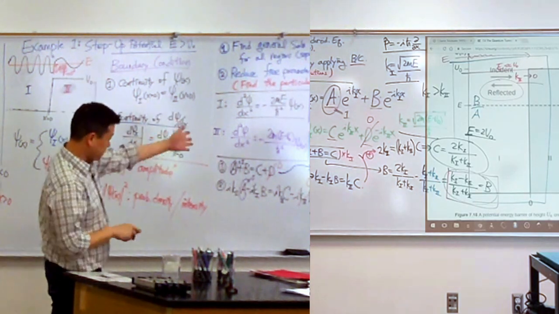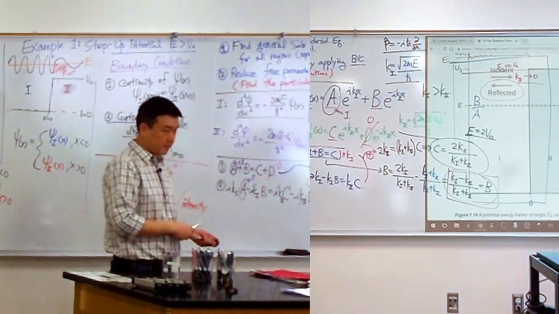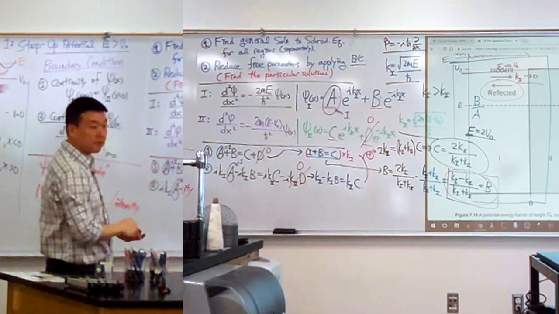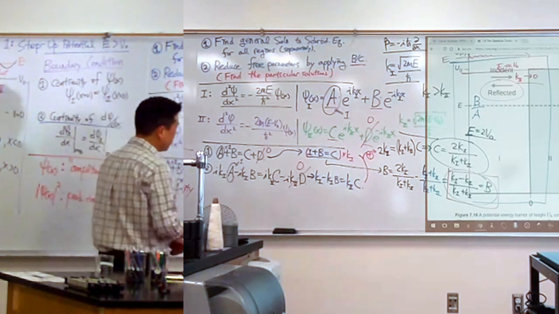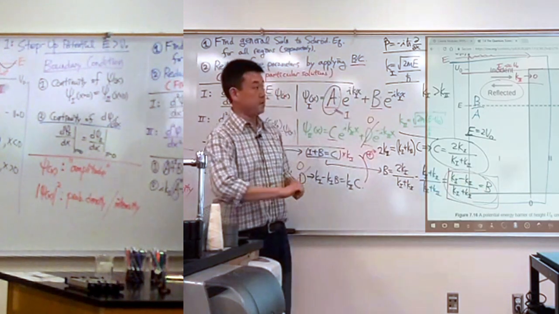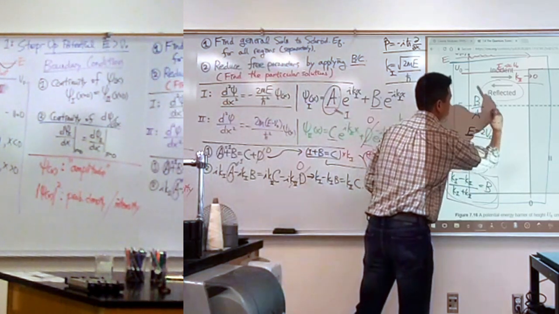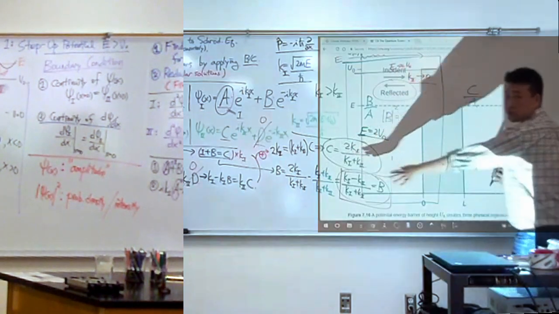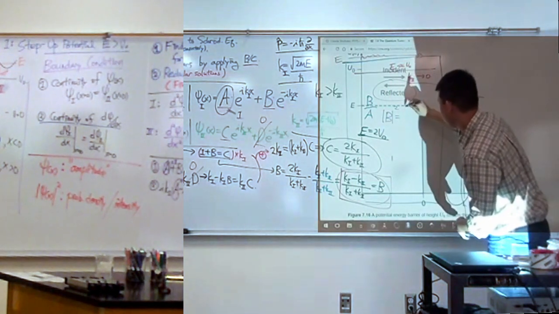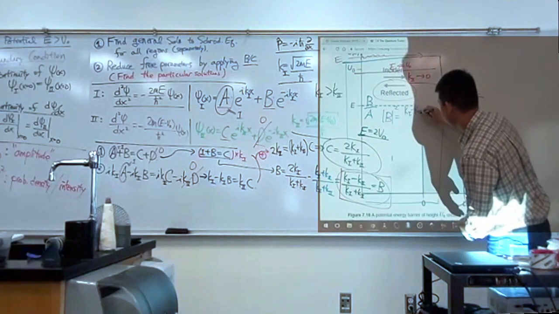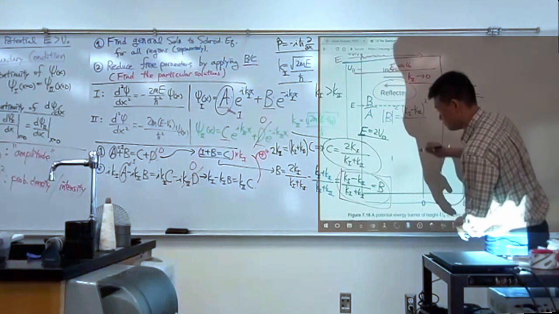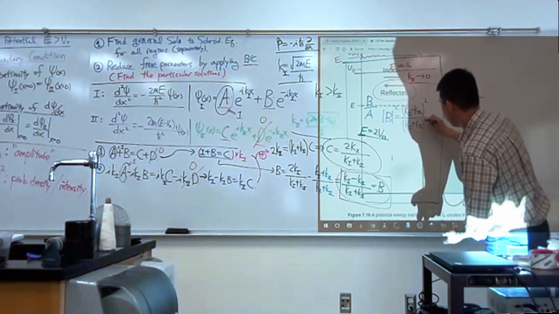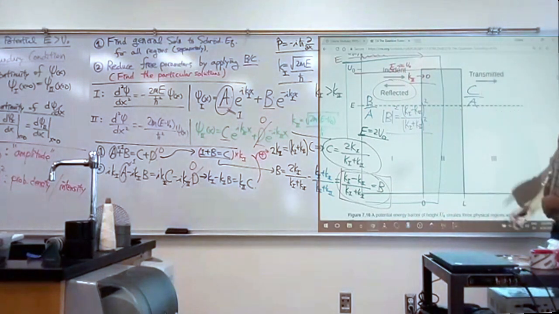So if you want to calculate reflectivity, the ratio of the incoming number of particles and the reflected number of particles, what you really need to calculate is B absolute value squared. So taking this and squaring both sides, you end up with k1 minus k2 over k1 plus k2, squared. I guess that gives you the reflectivity.